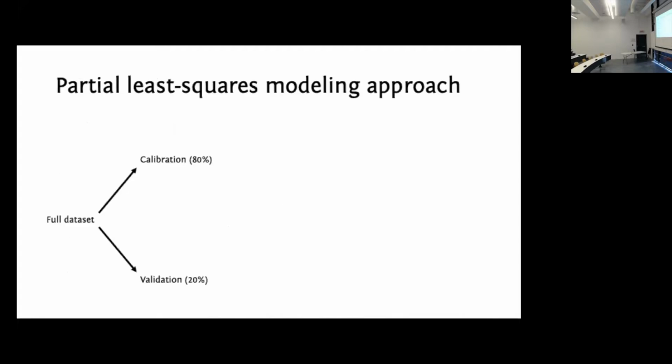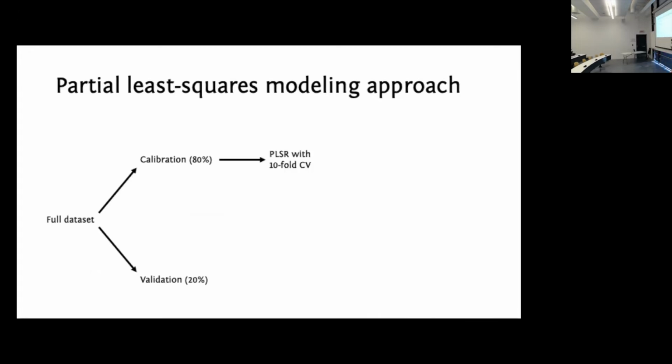To predict the traits from the spectra, they used a partial least squares modeling approach. I think many of you are probably familiar with PLSR as a technique. But the particular approach that I use here is based on work that Shan Kothari and other people have done, where I divide the full data set into calibration and validation subsets.